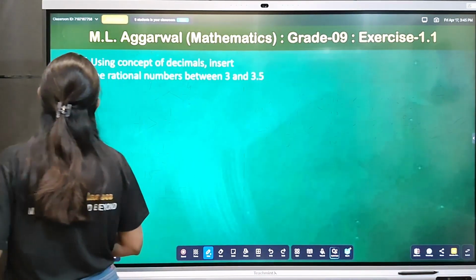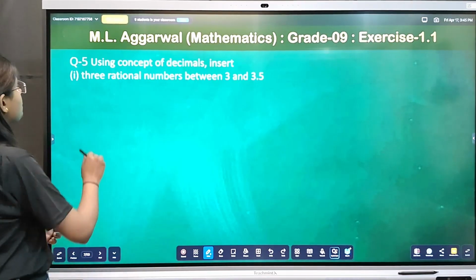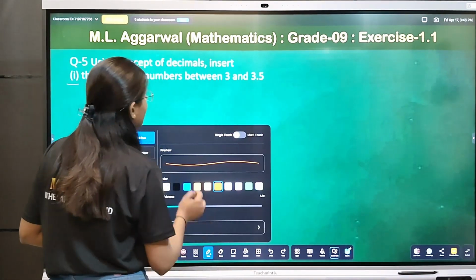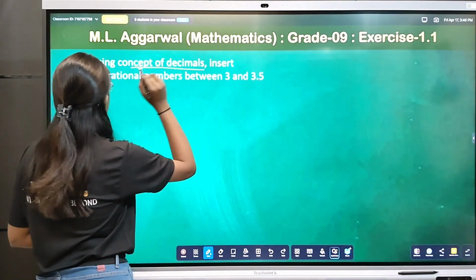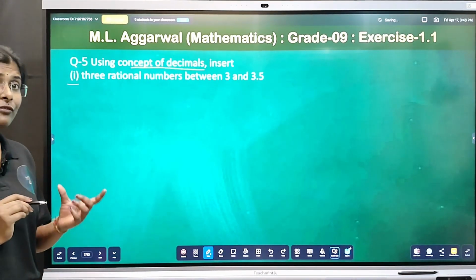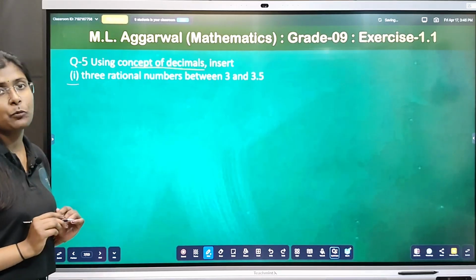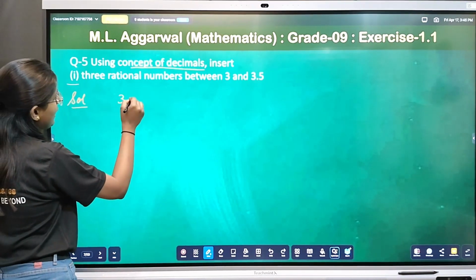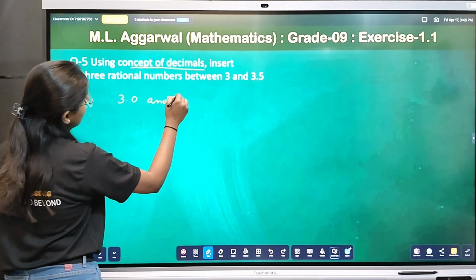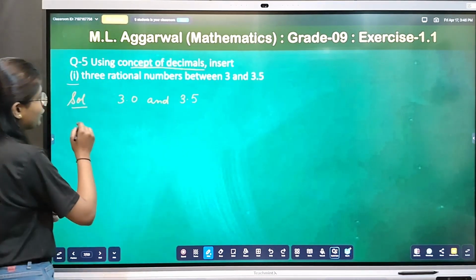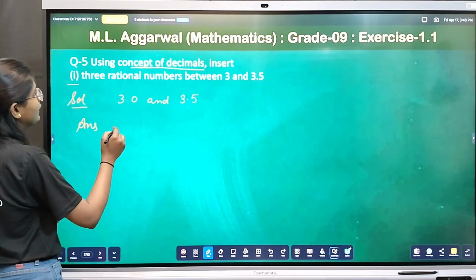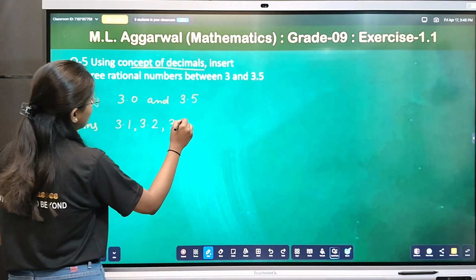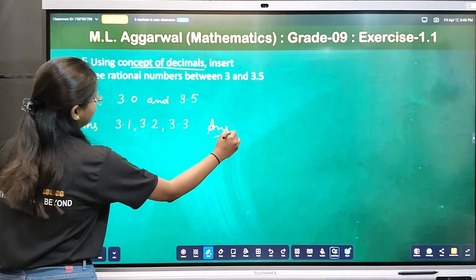Moving to next question, that is question number 5, part 1. We need to insert 3 rational numbers using the concept of decimals between 3 and 3.5. So this is very easy. If you write 3 as 3.0 and the boundary line, that is 3.5, you can get your answer easily. It would be nothing but 3.1, 3.2, 3.3, and that's it.